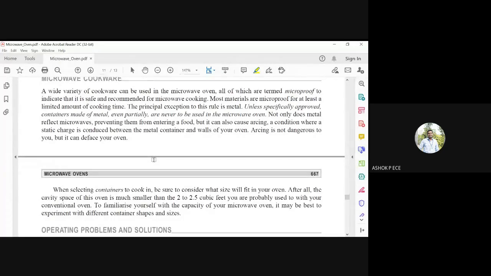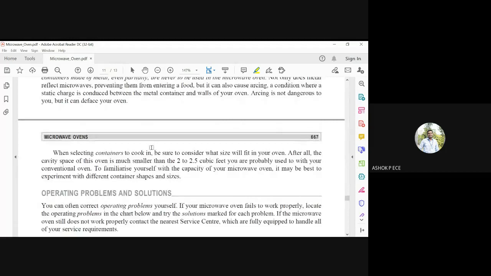Containers made of metal are never to be used, because metals will reflect microwaves, which will result in the breaking down of the cookware. So metals will reflect the microwave, so no microwaves will enter the food, and it will cause an arcing condition where you have a shock. It will even burst your oven. So you have to use glass cookware mostly for cooking.